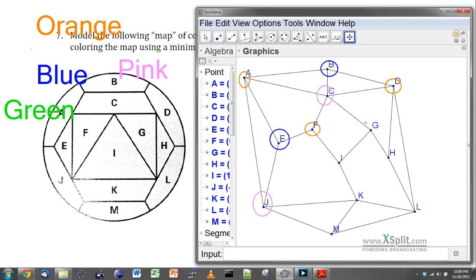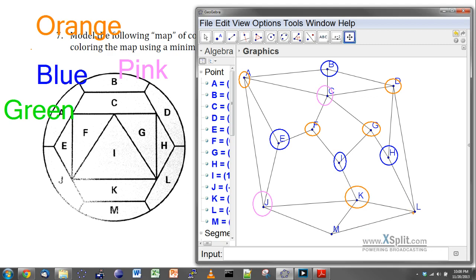A, B, C, D, F, G, H is touching some oranges. I'm going to make it touch a blue. I is touching a couple oranges, but it's not touching a blue yet. I'm going to make it touch a blue. H, I, J is all done. K is touching a pink and a blue. It's not touching an orange, so I'm going to default to orange. That's the polar opposite of orange on the color wheel. There we go. H, I, J, K.